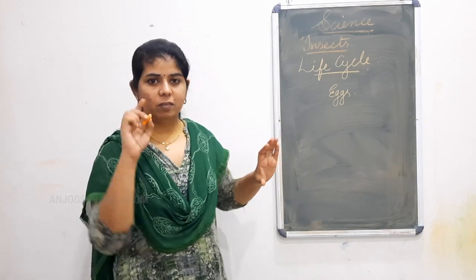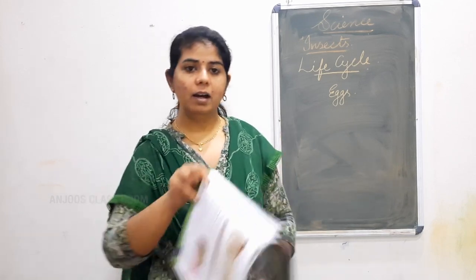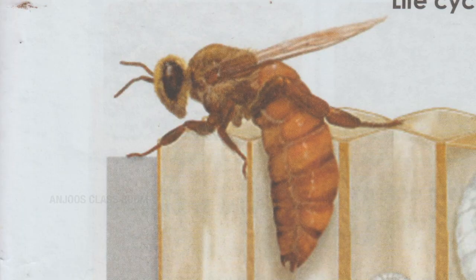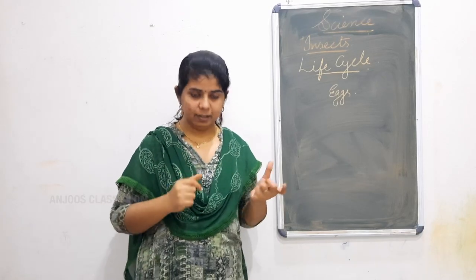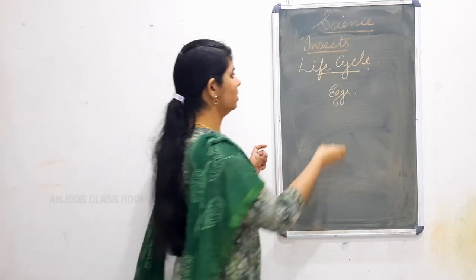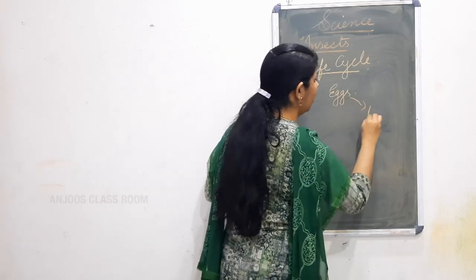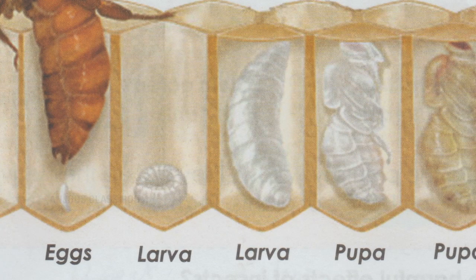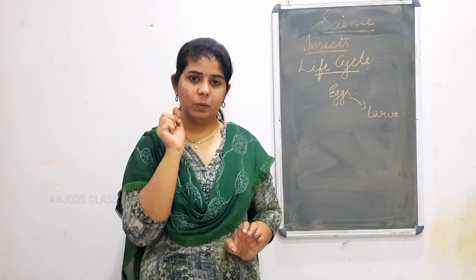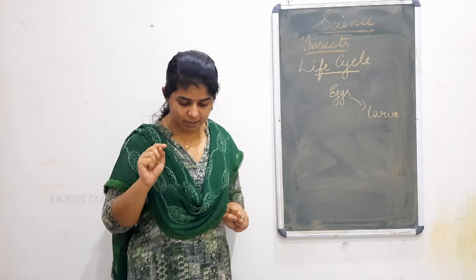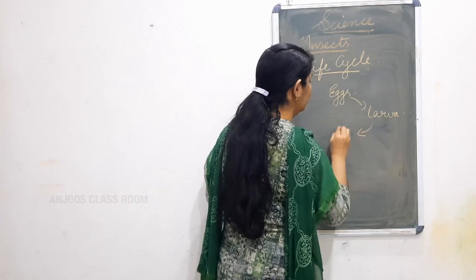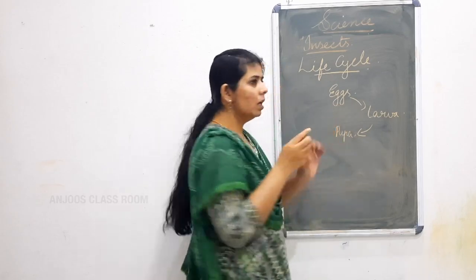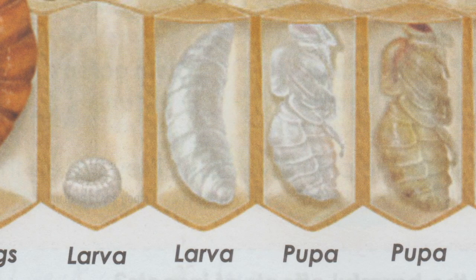And those eggs will change. It is given in your textbook. You can see the queen bee laying the eggs. Then the eggs hatch, and out of the hatching, the eggs change into the next stage, the larva, like small worms. That larva will change again. Then it turns into the next stage, the pupa. It becomes somewhat of a structure of the honeybee, that is the pupa.